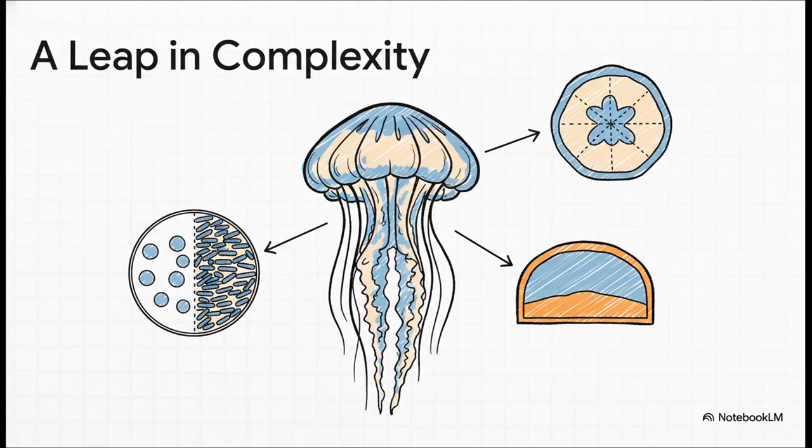This is a huge deal. Unlike sponges, Cnidarian cells are now organized into true tissues. They're also what we call diploblastic. Now, just think of it like this. You're building something with two layers of material instead of one. They have an outer layer, the ectoderm, which becomes their skin, and an inner layer, the endoderm, which becomes their gut. This two-layer plan is a really foundational step for building a more complex animal.